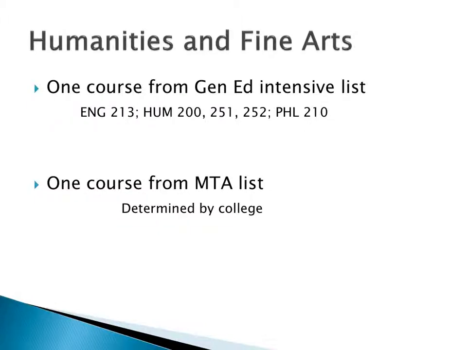The Humanities and Fine Arts category works very similarly. You have to take one course from a Gen Ed intensive list, which is the Humanities and Fine Arts Gen Ed intensive list, and one course from the Humanities and Fine Arts MTA list. And these ones also have to have different designators. However, there's no lab component to deal with in the Humanities and Fine Arts. You can see the Gen Ed intensive list there below.